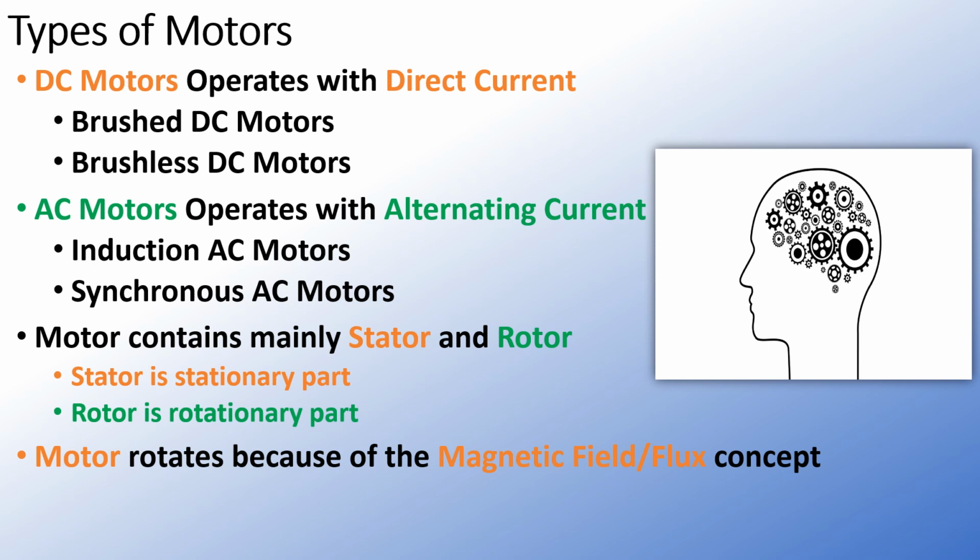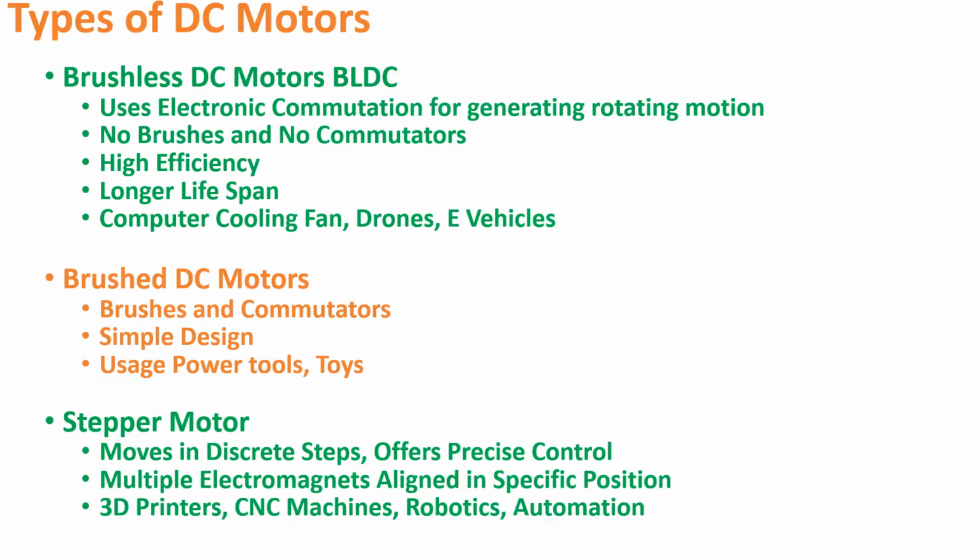DC motors are used in electric vehicles, and some electric vehicles also use AC motors depending on the requirements. I'll get into more details later, but for now understand that DC and AC motors are two different motors. DC operates on direct current, like a battery delivers direct current, and AC motors work on alternating current. Note that the plug points we have in our homes deliver alternating current.